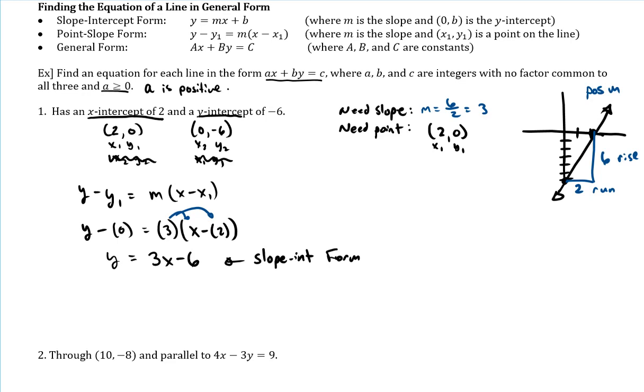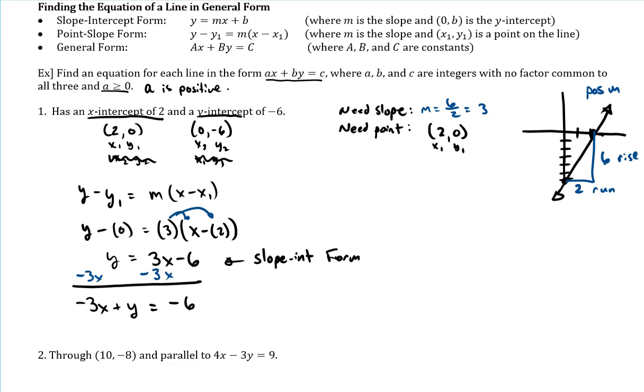But they want it in general form. So that means they want the x and the y to be on the same side. So all I have to do to get that going is get our x on the same side as y. So let's just subtract that 3x over. So we have -3x plus y. Remember, if it's blank, it would be really positive. So -3x plus y, and then equals that zeroed out to give us -6.